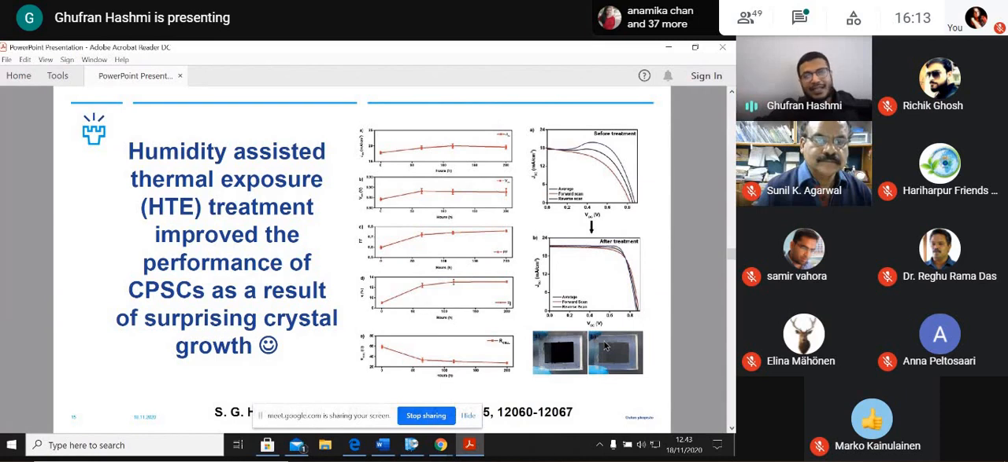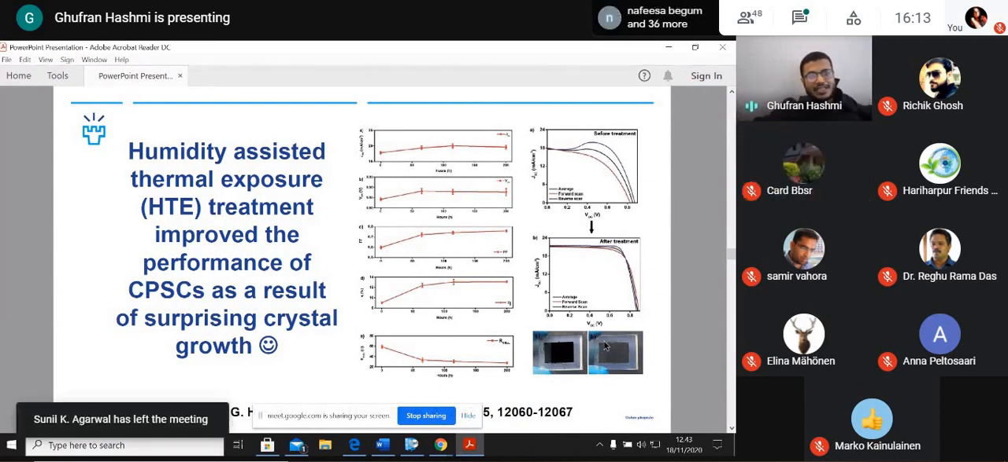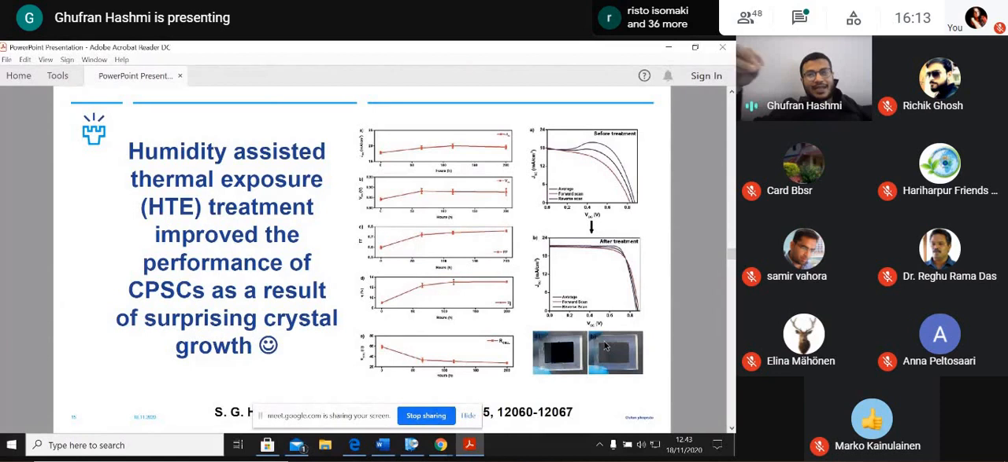But after we exposed the device, this is the JV curve response of the same device when we exposed it to high humidity. It was shocking that not only was the hysteresis almost suppressed, but the performance increased by almost 50%. That was very shocking.